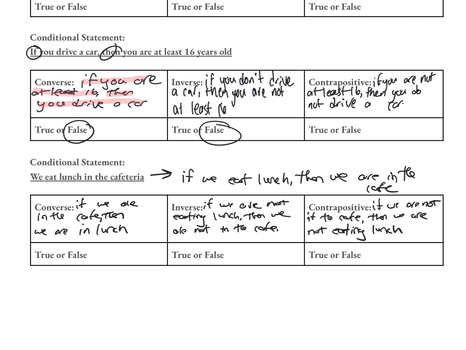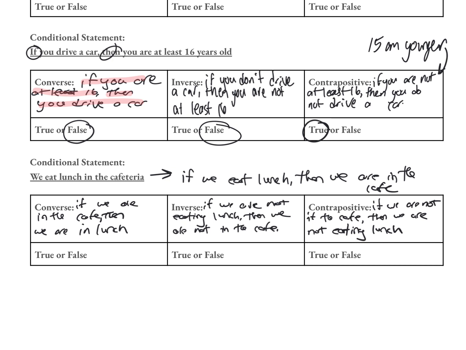Finally, if you're not at least 16, then you do not drive a car. If you're not at least 16, that means you are 15 and younger. So in this case, if you are 15 and younger, are you technically allowed to drive a car? No. So this is a true statement, because if you are 15 or younger, you cannot drive a car. That is correct.